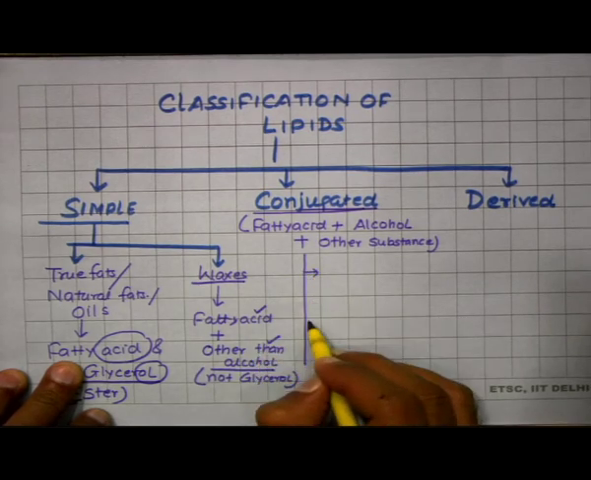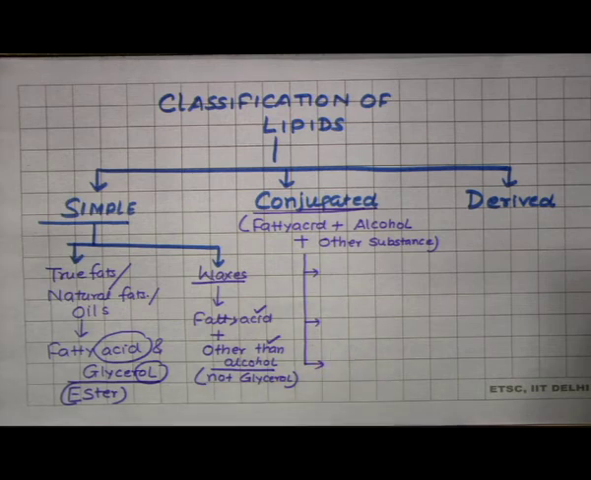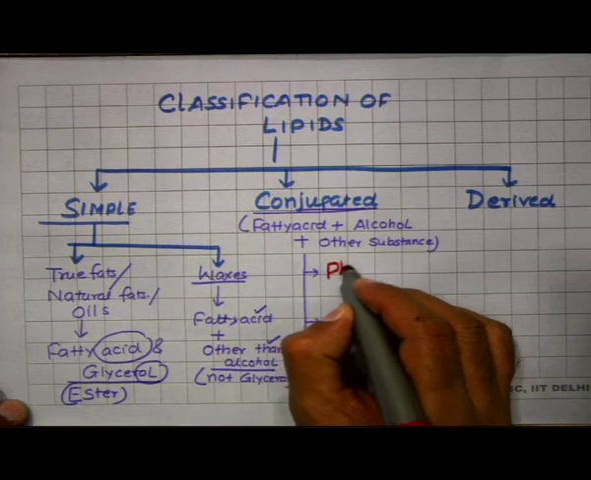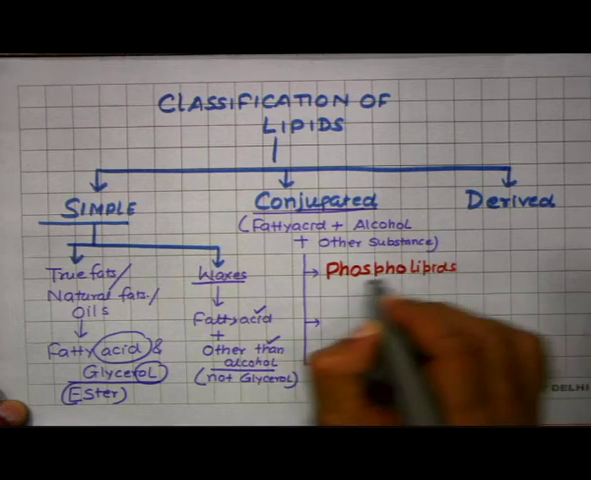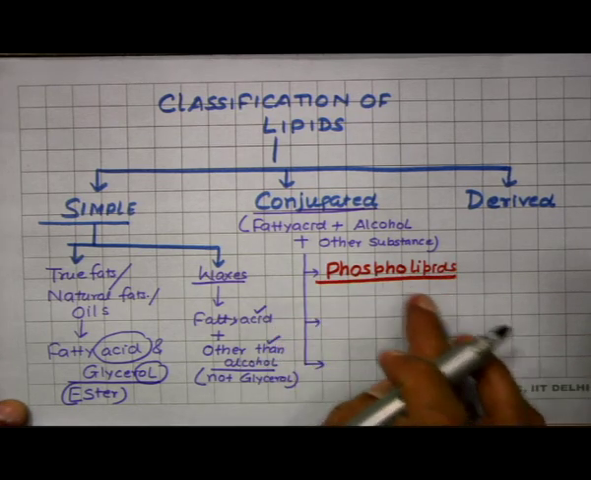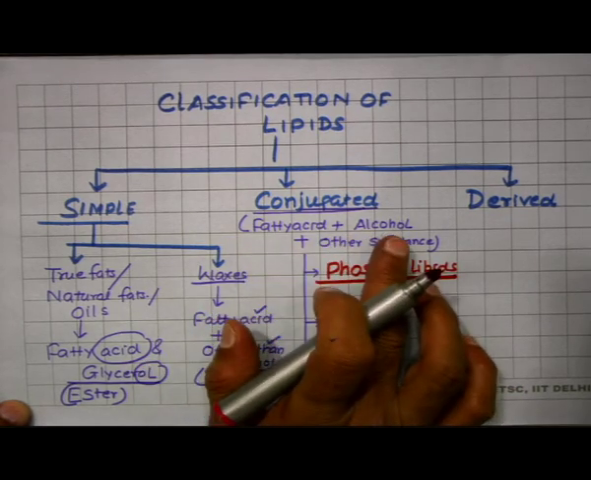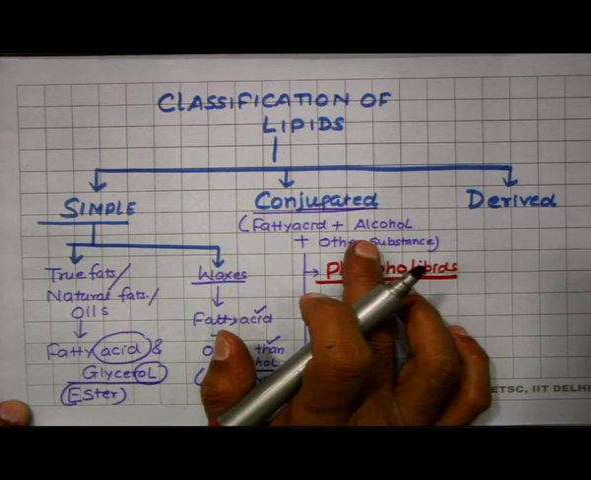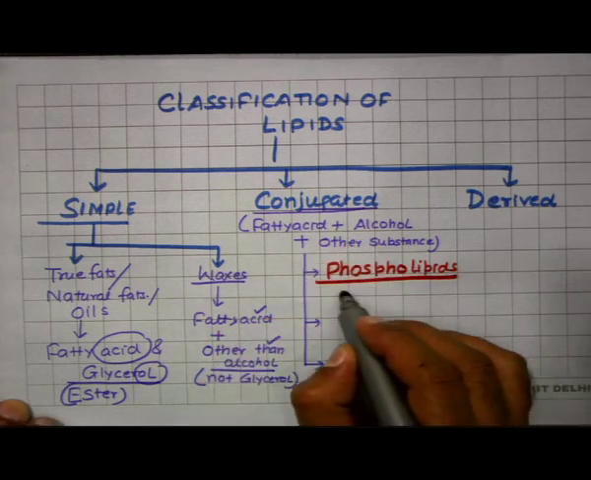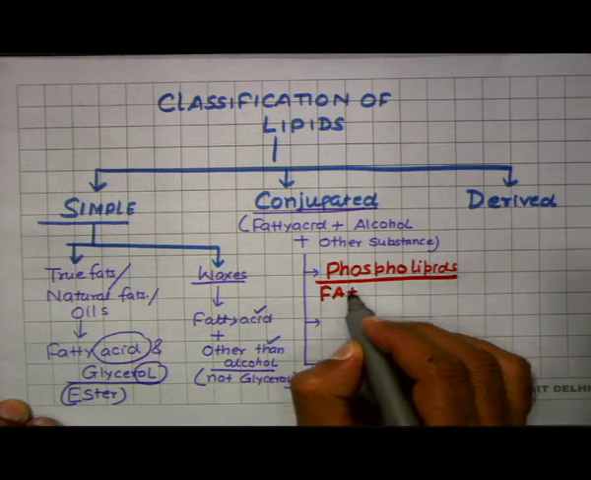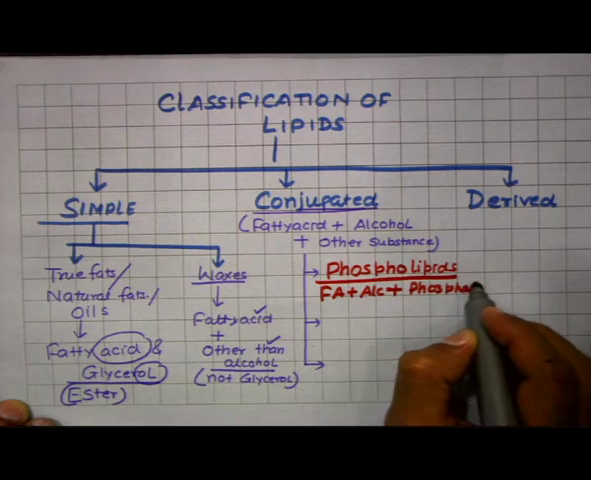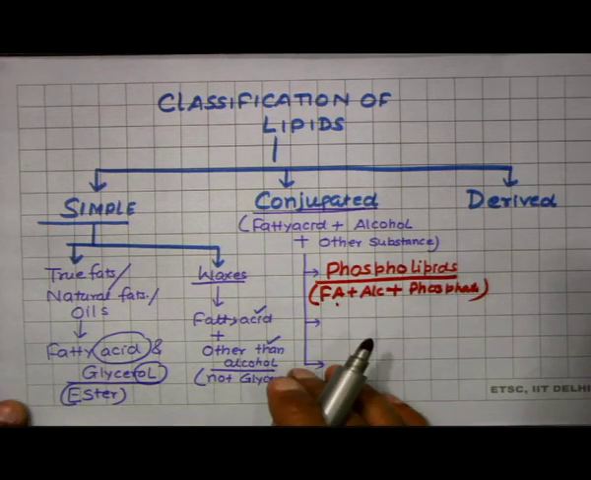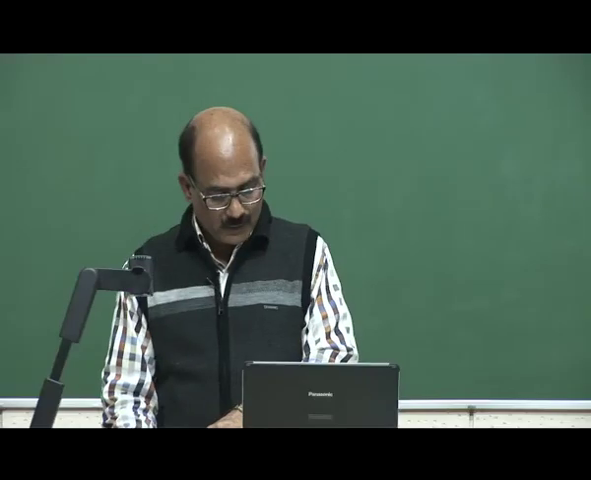These conjugated forms are divided into 3 main types. These 3 types are phospholipid, as the name indicates, lipid: fatty acid and alcohol are present. After the fatty acid and alcohol, there will be the phosphate. It means fatty acid, alcohol plus phosphate. These form the phospholipid, which is the main constituent of the plasma membrane.